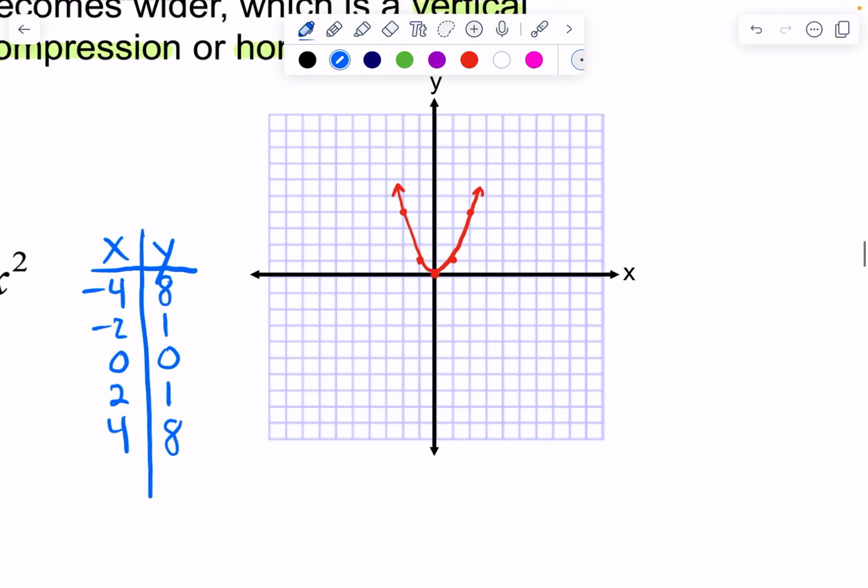So let's go ahead and graph that. So I've got my 0, 0. I've got my -4, 8. And then I've got my positive 4, 8. Then I've got -2, 1, and +2, 1. And as you can see, it's clearly wider than the parent.